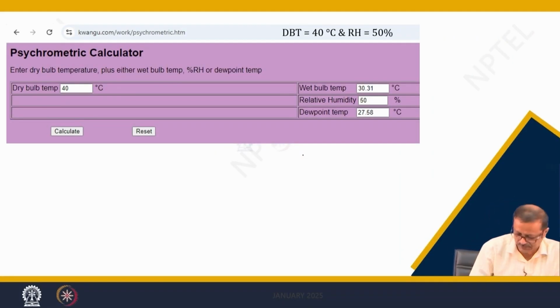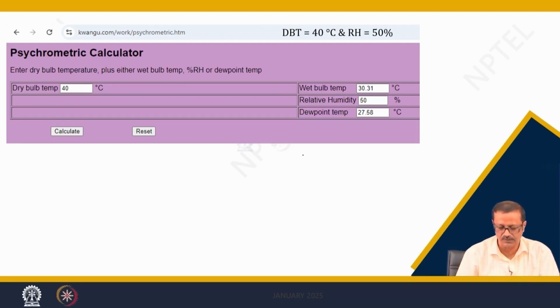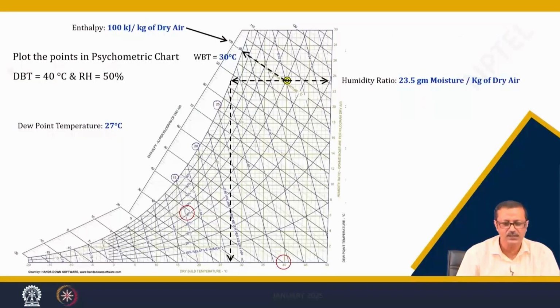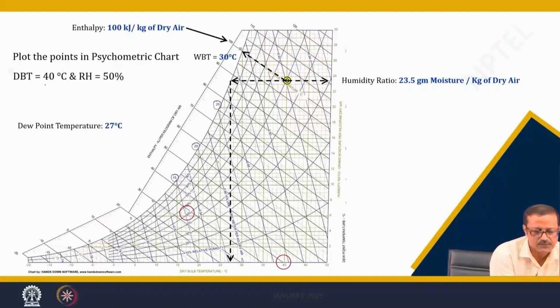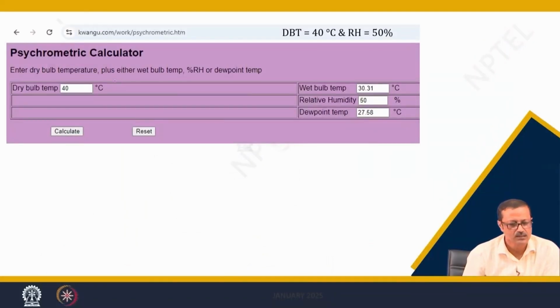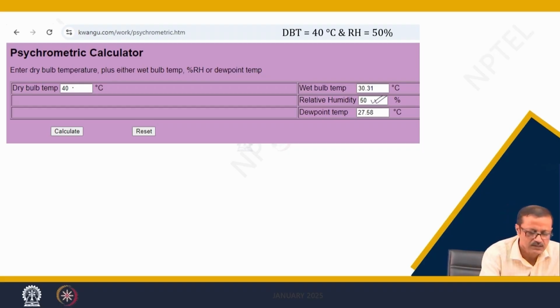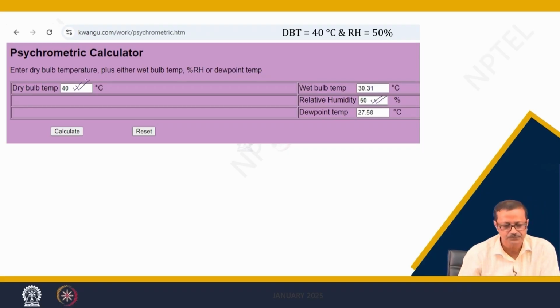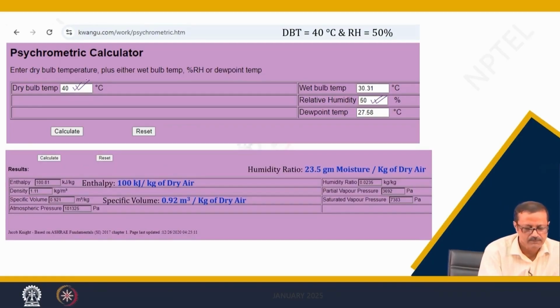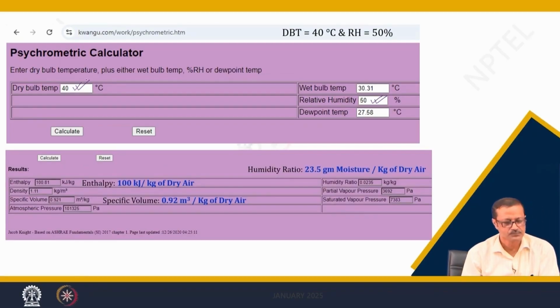I just went to this particular psychometric website. My data was dBT 40 and RH 50. So, I have plotted that one here, dBT 40 and relative humidity 50, these two are my input data, and I calculated there, and see I got 100.81 kilojoule per kg as enthalpy, which I measured as 100 in the psychometric chart, very close. Humidity ratio is measured exactly the same.